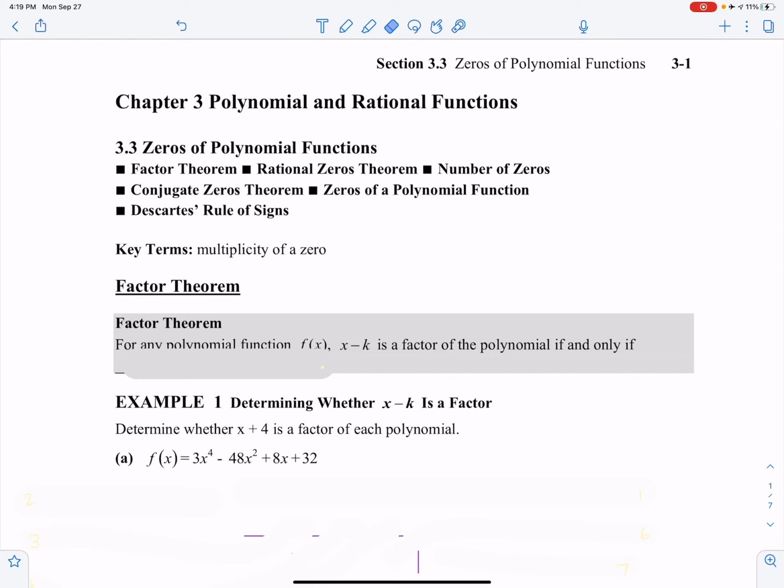This is the video on section 3.3, dealing with the zeros of polynomials. So the first thing that we want to talk about is the factor theorem.